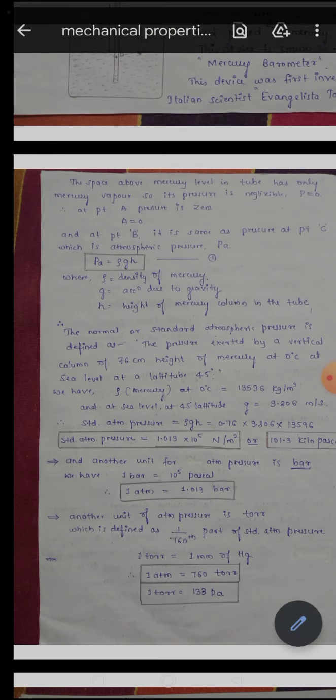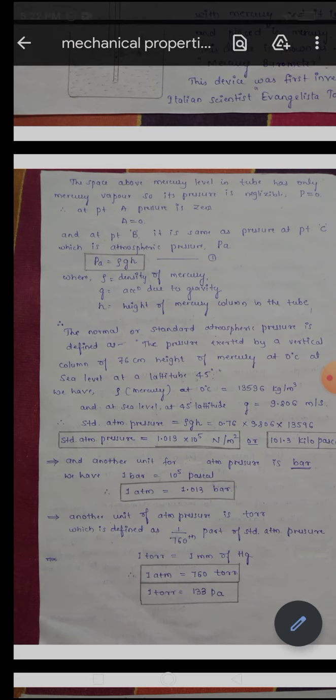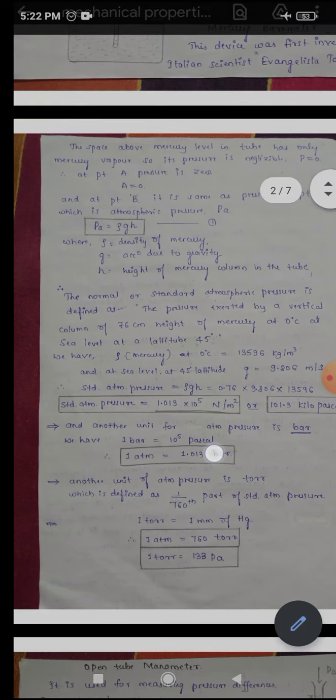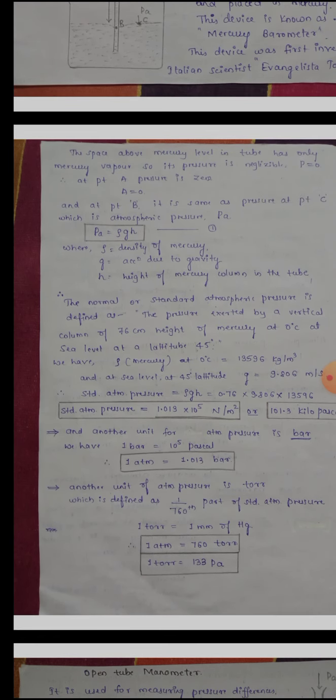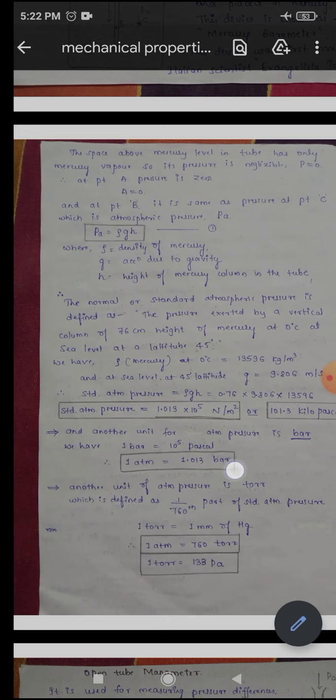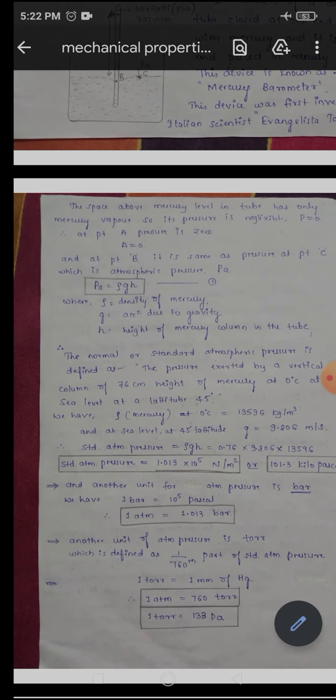terms like rho, that is the density of the mercury at 0 degree Celsius, is 13,596 kg per meter cube, and at the sea level at 45 degree latitude the acceleration due to gravity will become 9.806 meter per second square. And by using these two values, and we know the height of the column, that is 0.76 meter, then substituting these all, we will get to know the standard atmospheric pressure.